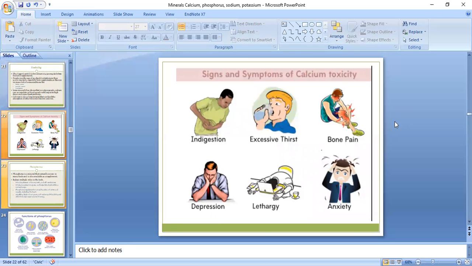Now, these are the signs and symptoms of calcium excess or toxicity. These are indigestion, excessive thirst, bone pain, depression, lethargy, and anxiety.